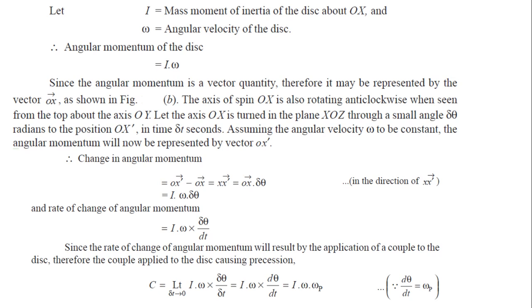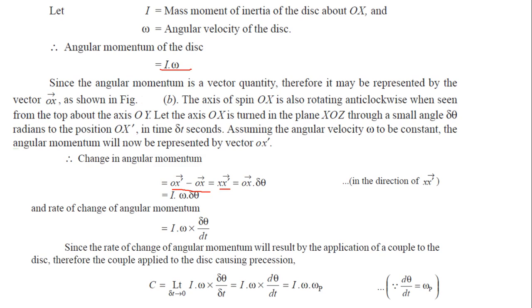Then, that is having the time of del t seconds. So assuming that the angular velocity omega will be constant, and the angular momentum will be represented by OX dash. So the change in angular momentum about the disk here is I omega. Therefore, the change will be nothing but OX dash minus OX, that will be nothing but XX dash.